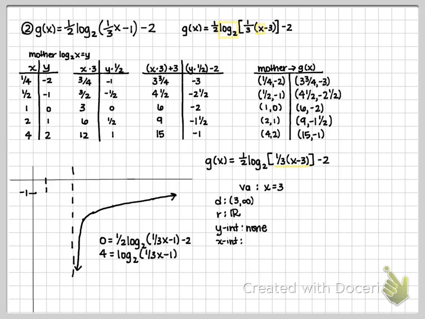Rewrite it. So I'll do my 2 to the 4th, which is going to give me 16. So this is just that property of rewriting logarithms into exponentials, and then just bring down the stuff inside. Add the 1 to the other side, and then times by 3. So timesing by 3, I think it's going to give me 51. All right, so it's way out there. So my x-intercept is going to be (51, 0).